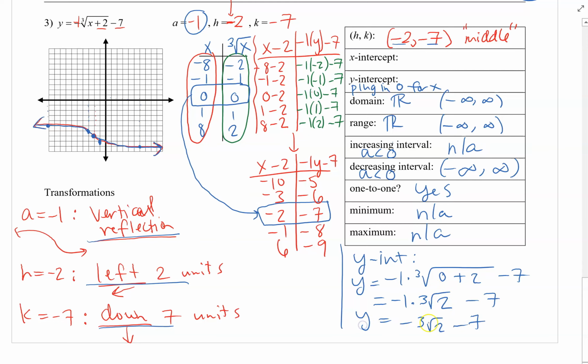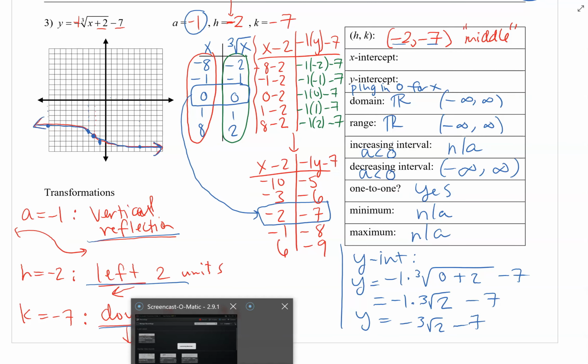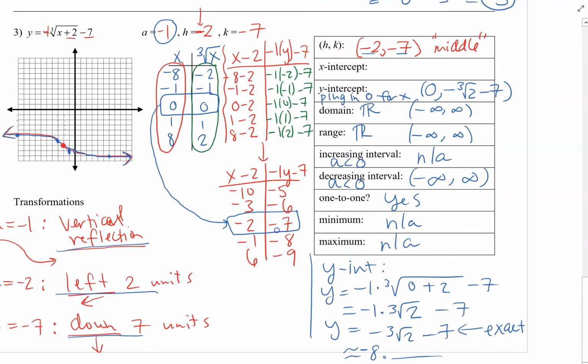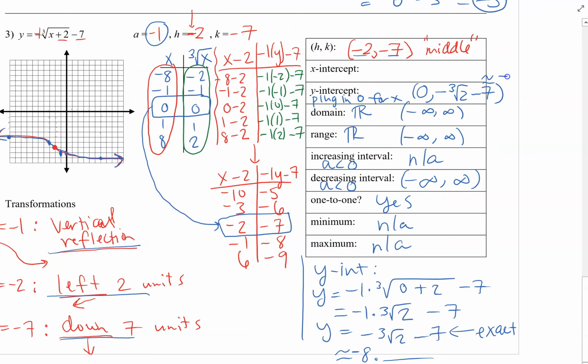Just leave that as your y value, because I can see here it must be some number below negative 8. It must be, you know, negative 8 point something. But that would be an approximation, whereas this is the exact value. So I'd rather you leave your answers in exact value. So it was 0 for x, and then the negative cube root of 2 minus 7 for y. That would be my y-intercept, which, yes, is approximately negative 8 point something, but I'd rather you give me the exact value.